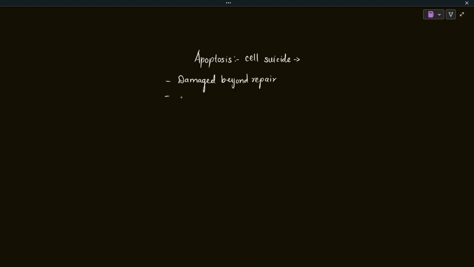or when it is mislocalized, or when it starts migrating abnormally, or when it starts proliferating abnormally.